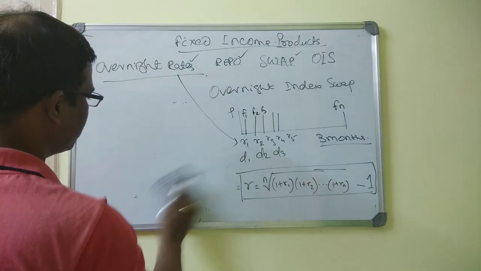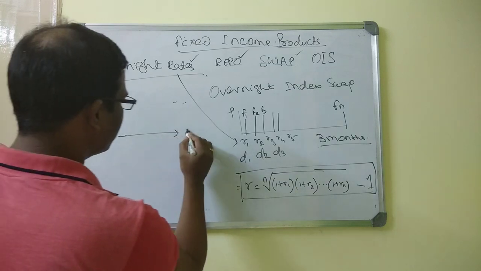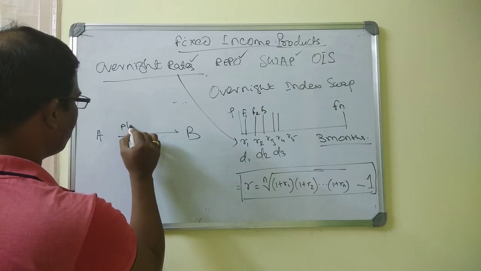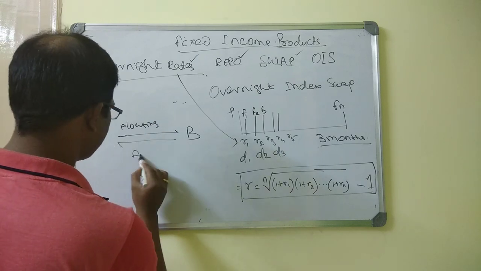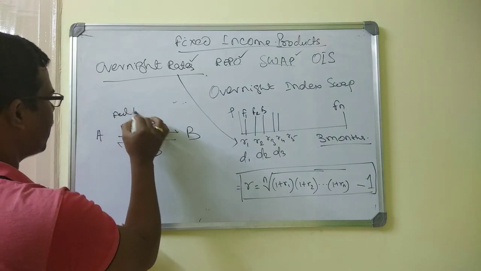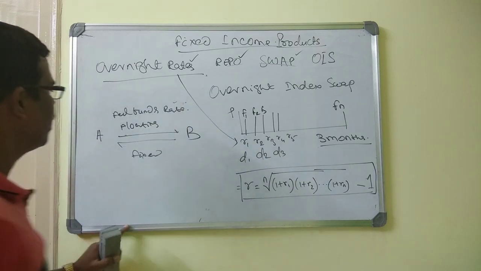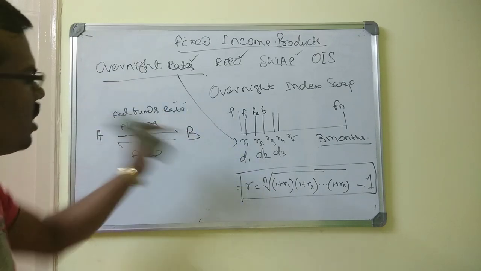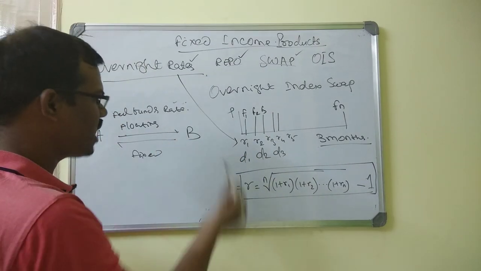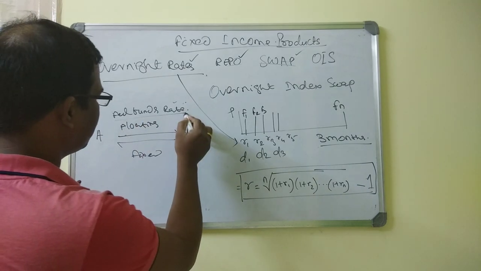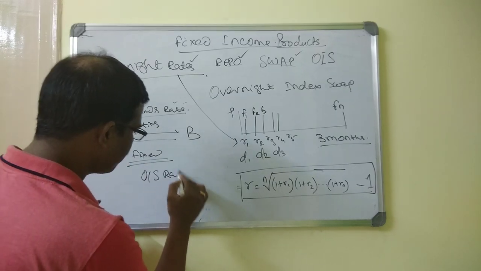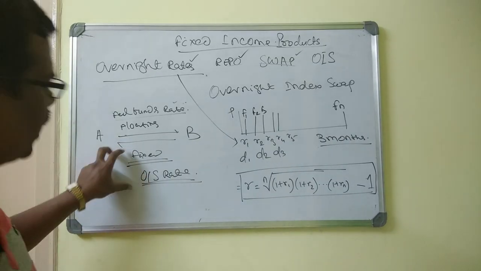For example, how it will happen is, let's say A and B, it will be determined. A will pay to B floating, and this is fixed. So in the case of an OIS, the floating interest rate will be, let us say, the Fed funds rate. It will be told that the Fed funds rate will be the benchmark, and every day it will be calculated. Every 3 months the cash flow will happen. Now the Fed funds rate will be the floating side, and the fixed rate that A is going to receive will be called the OIS rate.